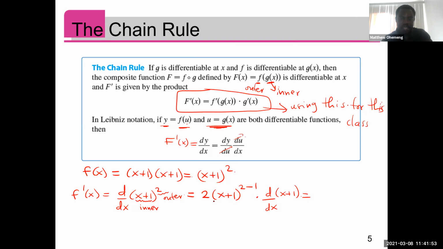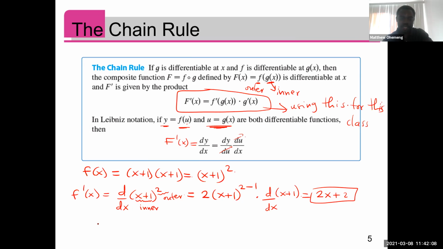So what is this? That means this is going to be what? This is to the power 1, so that's still going to be 2x plus 2. And then the derivative of this is 1, right? And isn't this the same answer that we got? It's the same thing, right?